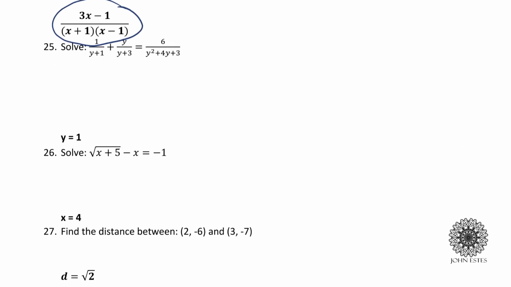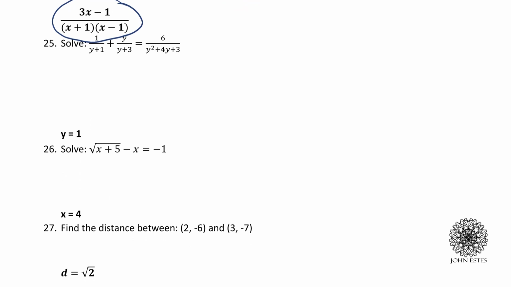Okay, number 25, I want to this time solve an equation. And so if I factor this denominator here, notice that that's y plus 1 times y plus 3. Okay, so if I multiply then both sides of this equation by y plus 1 times y plus 3, cross everything.